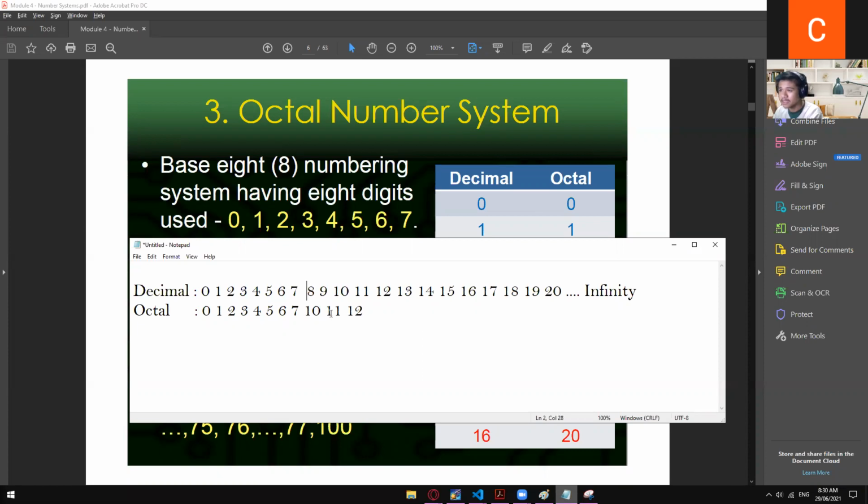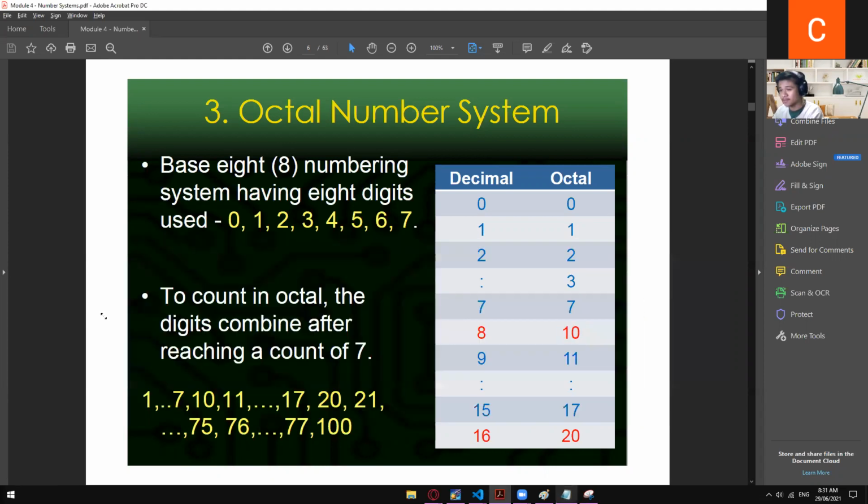Let me just align this one. 11, 12, 13, 14, 15, 16, 17. Again, we don't have 8 and 9, so just skip 18 and 19. We'll jump right to 20 after that, followed by 21, 22, 23, 24, and so on and so forth. This one is also, of course, up to infinity. So that's basically it when it comes to converting a decimal to octal, or how we count in octal.